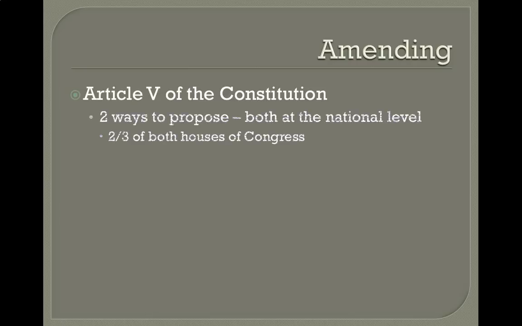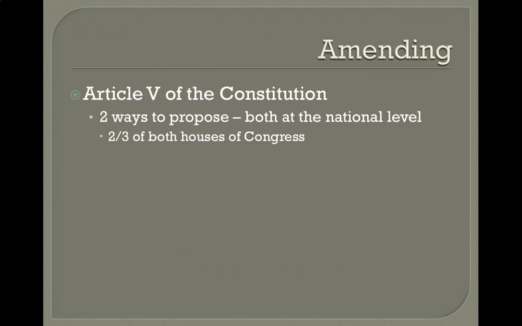Amending the Constitution. We know that's Article 5 of the Constitution, and there are 2 ways to propose. That means if somebody wants to amend the Constitution, there are 2 different ways that they can do that. The only thing that I want you to know is that both of those ways have to take place at the national level, Washington, D.C.